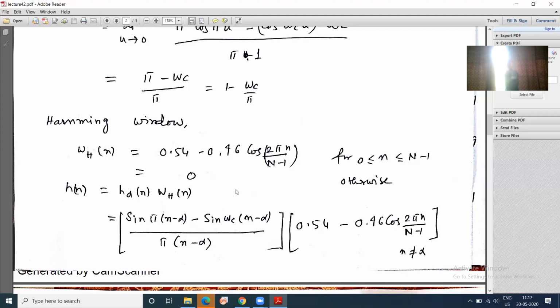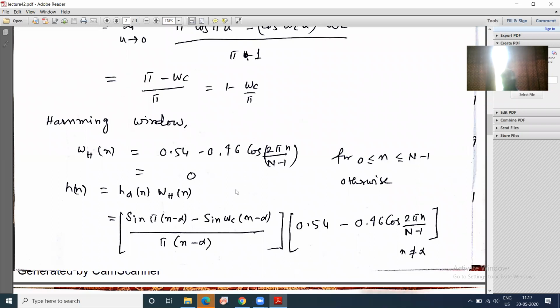Agreed? What is the purpose of using different kinds of windows? Agreed? If the question is asked, what is the purpose of different kinds of windows, this question may be asked in the viva as well as in your 1 mark or 2 mark questions, or in 3 or 3 plus 5 mark questions, 2 plus 3 will be asked.